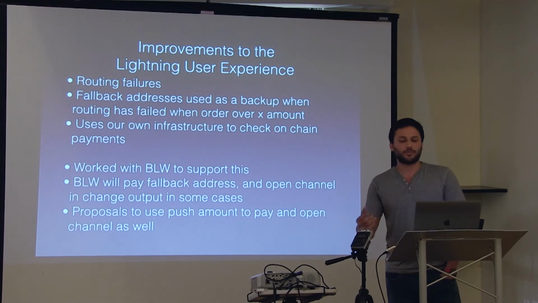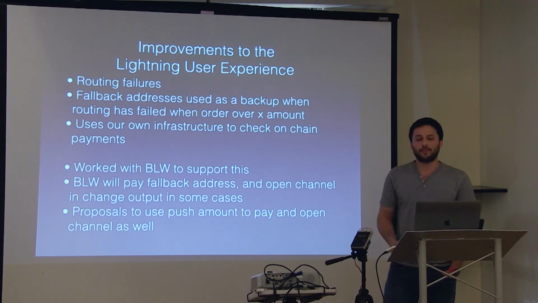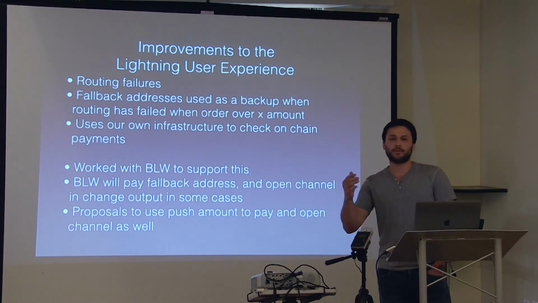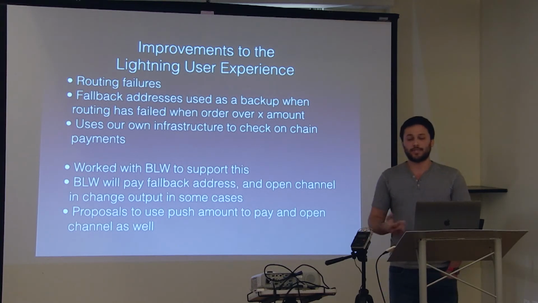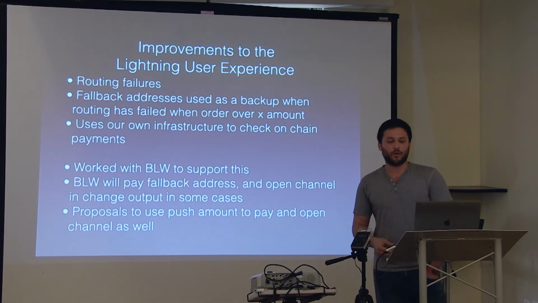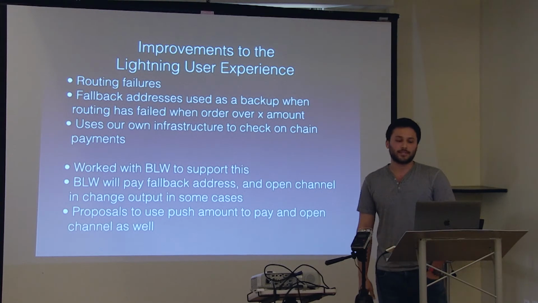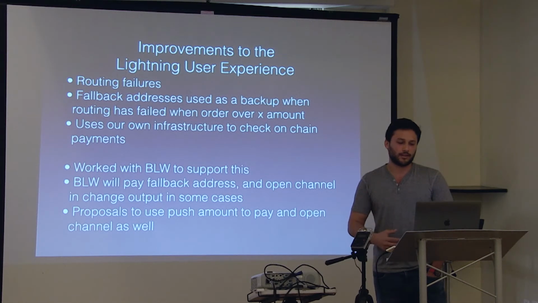So what have we done to improve the Lightning user experience? In the case of routing failures, we are a service that offers higher value products. So users may be paying us and maybe seeing this more often than others. So what we actually do is we encode fallback addresses into invoices, Bitcoin addresses into Lightning invoices. Right now, LND does not keep track of these addresses, so I have to keep track of them using my own infrastructure, which we already do since I support on-chain orders.